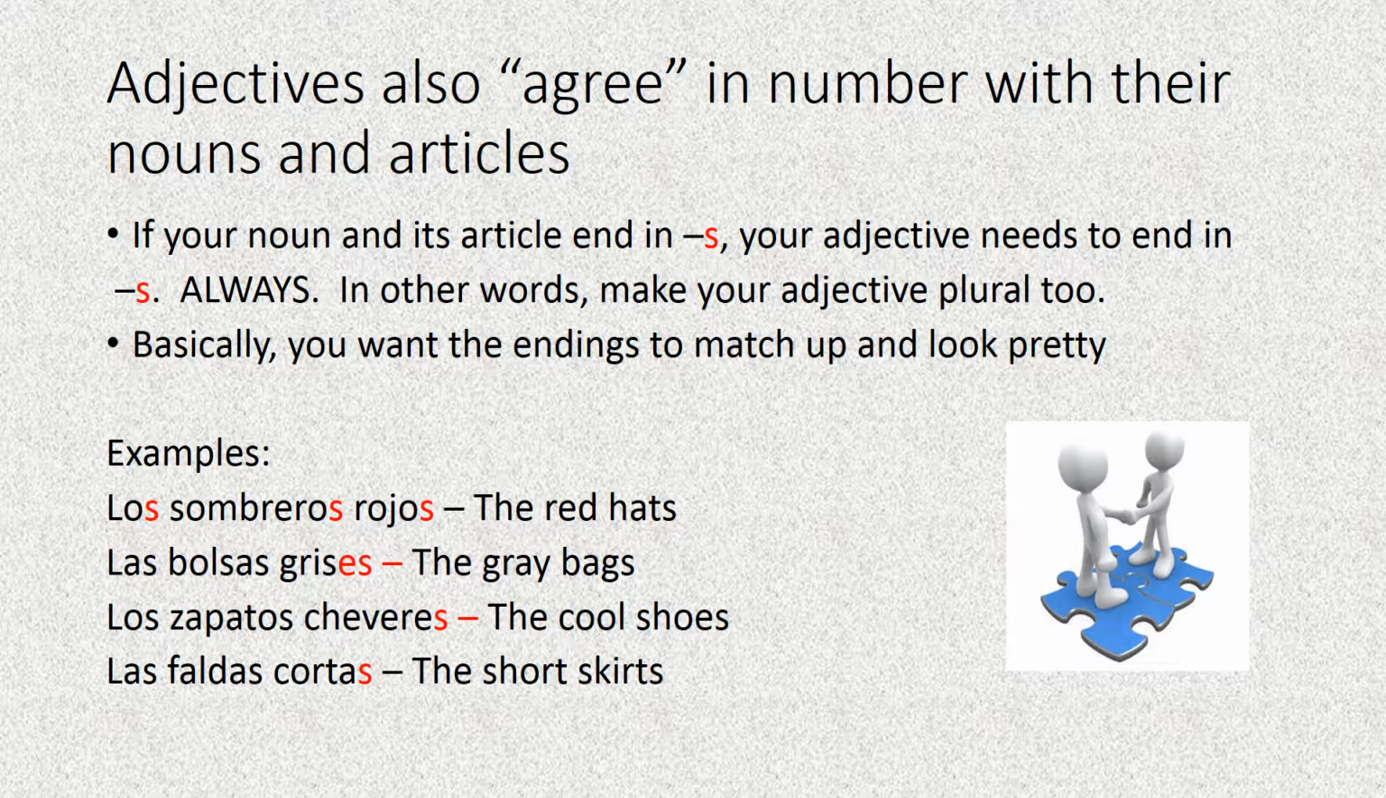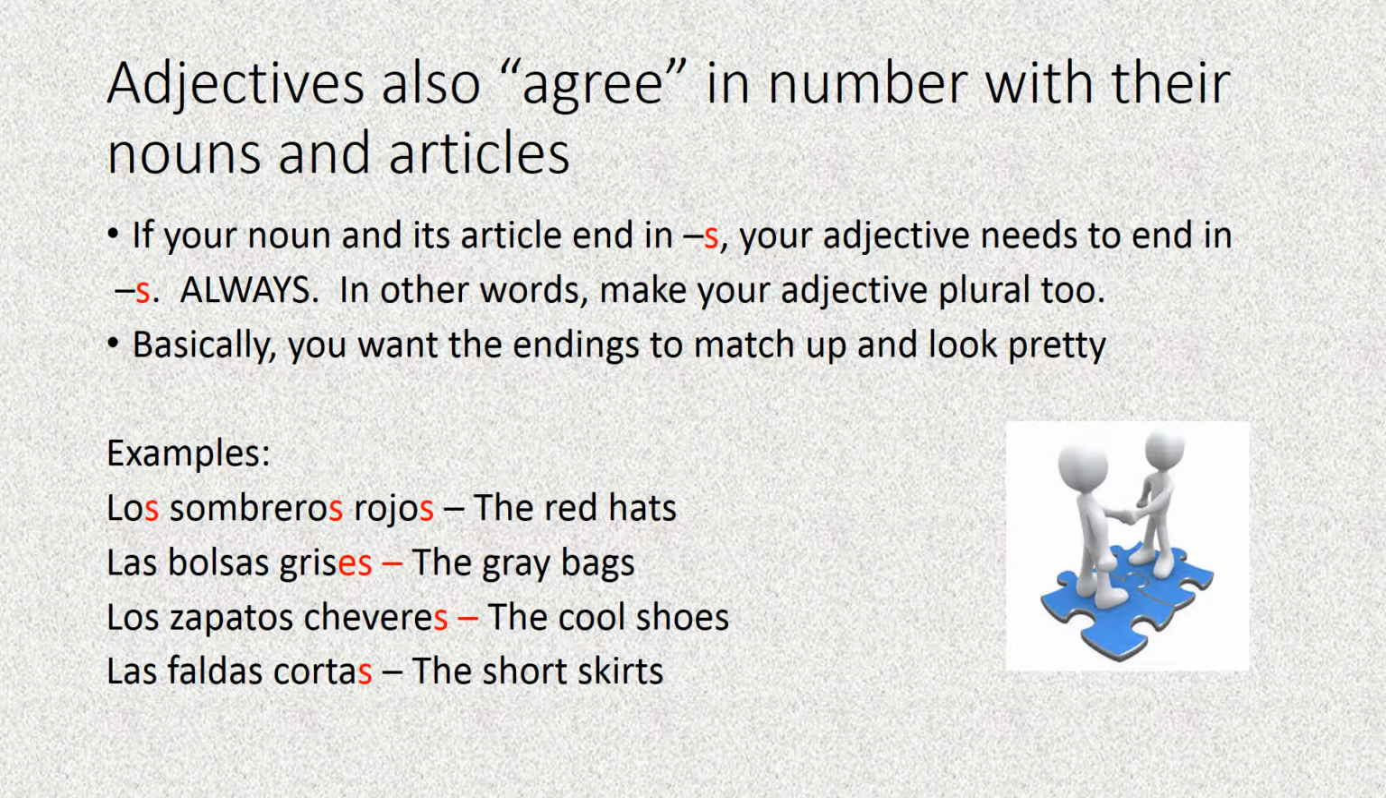Because adjectives also agree in number with their nouns and articles. Number basically means if your noun and its article are plural, they end in an S, your adjective has to be plural too. There's nothing like this in English. It's completely new. So we make our adjective plural if our noun and its article are plural. And it follows the same rules. You basically want to make all the endings match up and all look pretty.